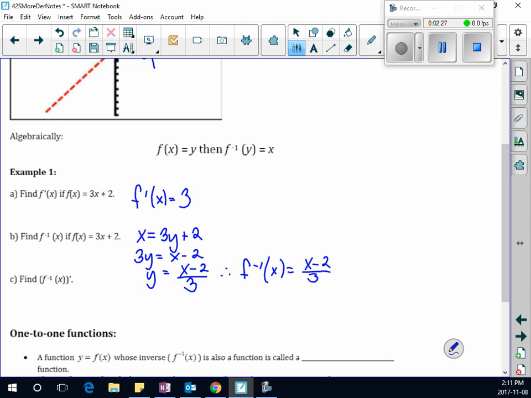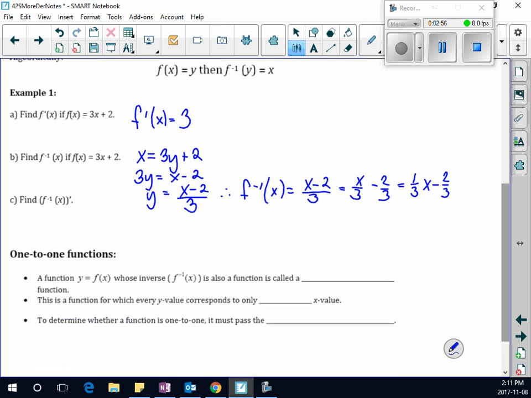Does anybody know how I could write that so that it's not all over 3? Even better than x over 3 minus 2 over 3, what can that be written as? 1/3 x minus 2/3. Why am I asking that? Because in the next second I'm going to find the derivative of the inverse, and it's much easier if I separate it like that.